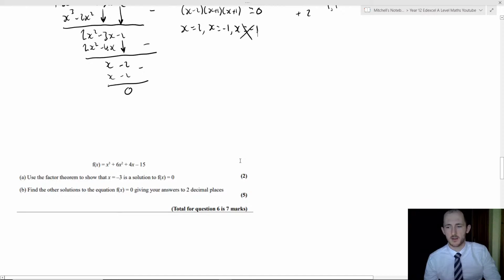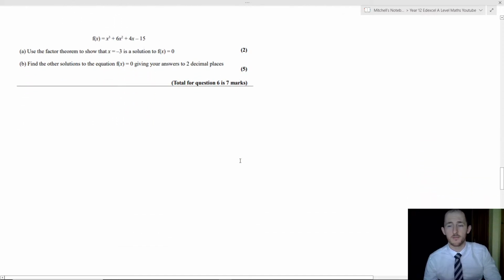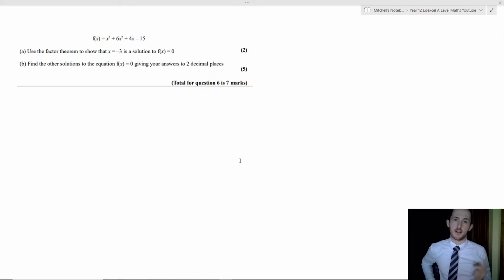So this isn't a bad topic, but if you don't practice this, you will make a mistake in the exam. Because it's very easy to make a mistake, as I did earlier. Okay, incredibly easy.